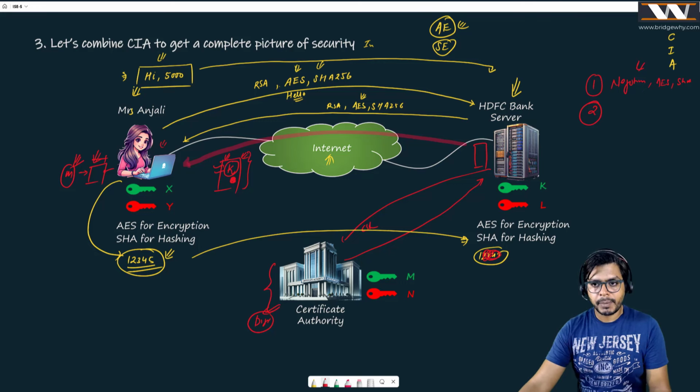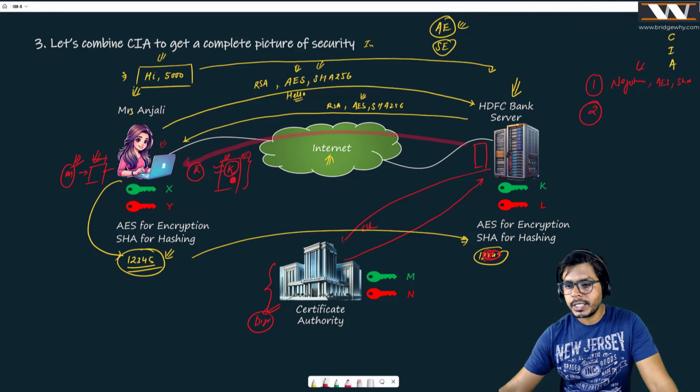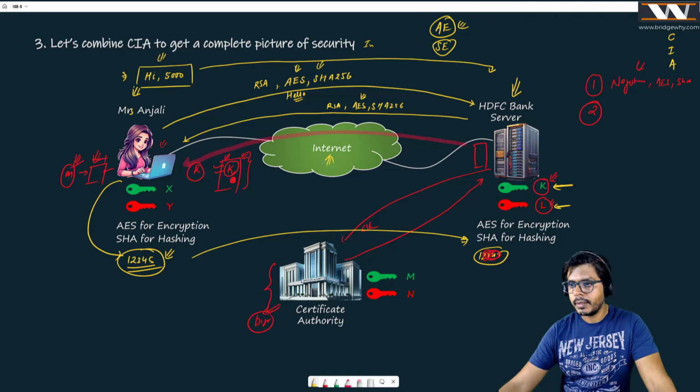Anjali knows the public key of HDFC Bank. You agree with me in the certificate? Yes. And what is the relationship between this K and L? K is the public key of HDFC Bank server. L is the private key of HDFC Bank server. If I encrypt using public key, only private key can open.